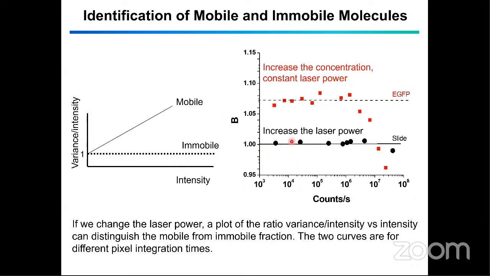Also in the plot here is shown a slide where dye is immobilized just in plastic, so the molecules don't move around. So we have this apparent brightness of 1, which we expect for an immobile fraction. And as you can see, in this case, we cannot change the concentration, but we can change the laser power to have more intensity, more counts. And again, you can see it does not change until you hit this kind of saturation here.